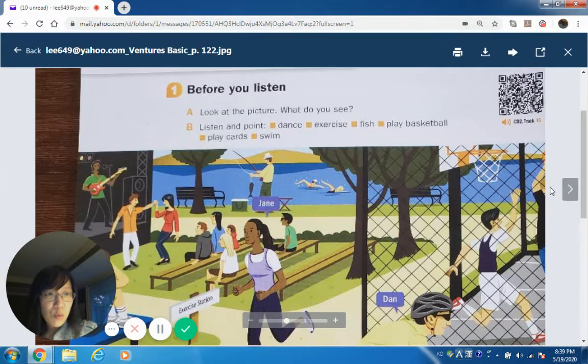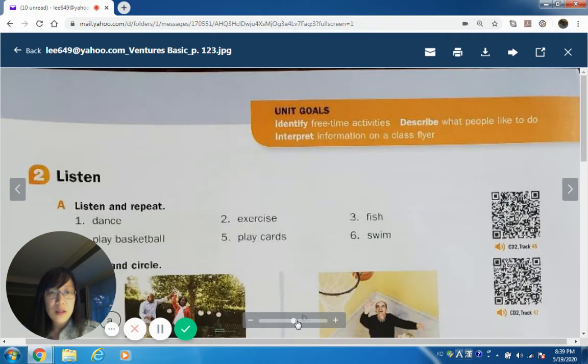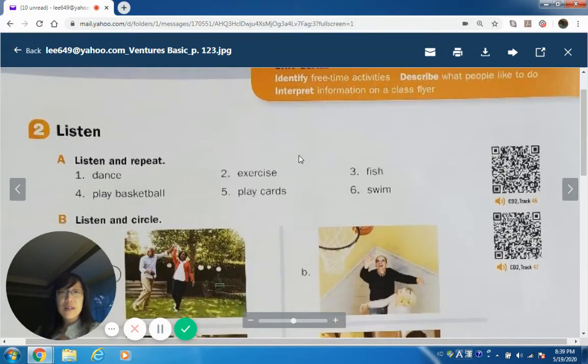So let's turn to page 123. I will do listen and repeat. So the unit goal is to identify free time activities, describe what people like to do, and interpret information on a class flyer. Interpret means analyze or explain. That's what it means, interpret. In this context, it means explain or analyze.